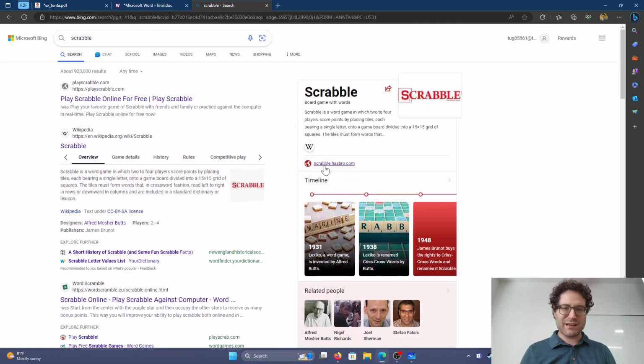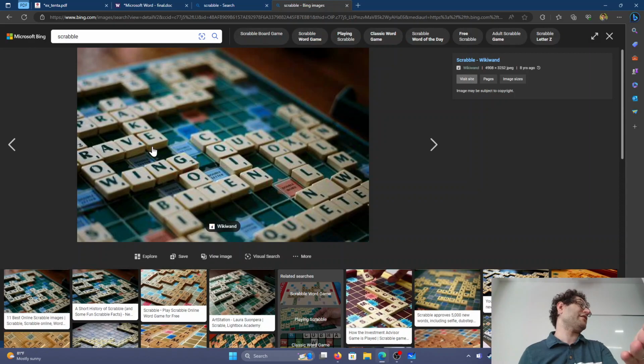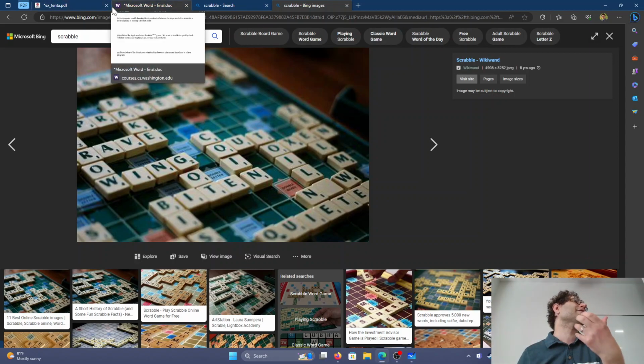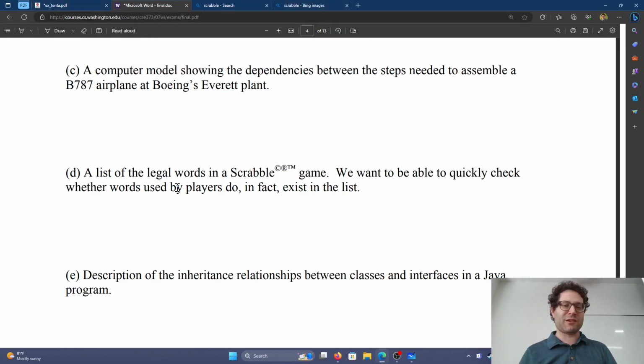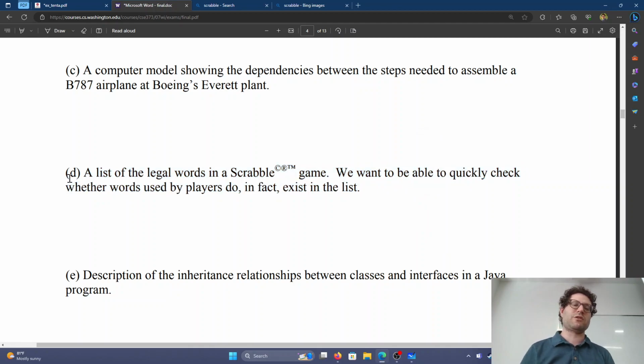It is a board game with English words where basically you are dealt a hand of letters and you try to build words on a board. And one of the main difficulties of Scrabble is thinking of valid English words, right? You can't just put completely random words. So a list of legal words. So what would you use to represent a list of legal words in a Scrabble game? We want to be able to quickly check whether the words used by the players do in fact exist in the list. So we want to be able to check, is it a legal word?